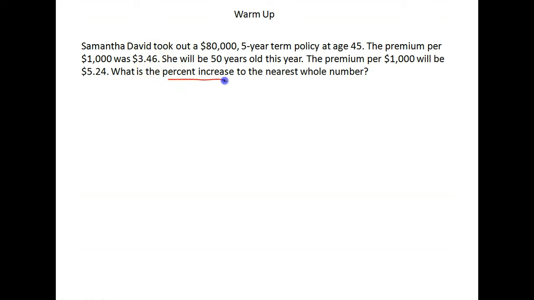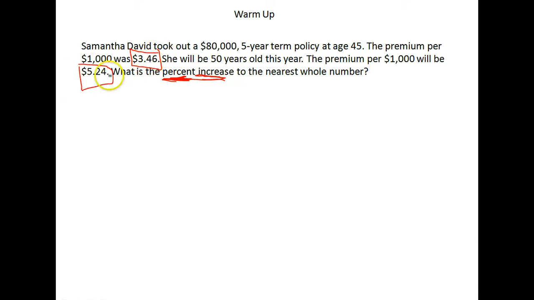What is the percent of increase to the nearest whole number? Now, we have two things. One, the percent tells us we need to find the percent. Increase means we need to find out how much it increased by. So I just like to take a look at how much the premium has changed.